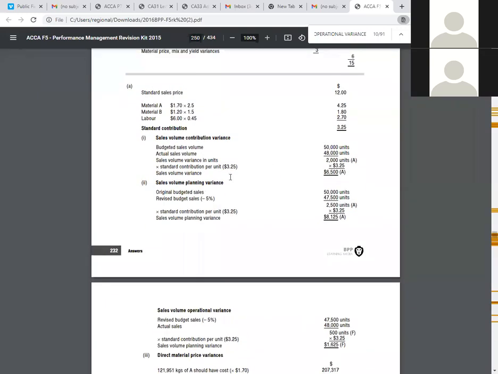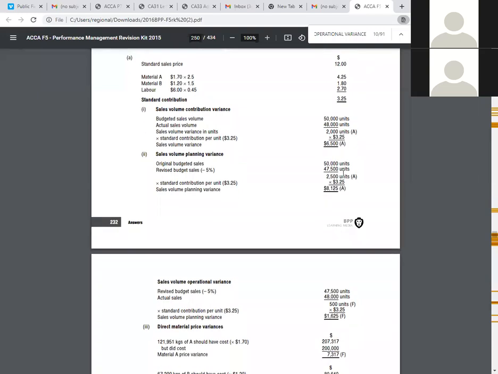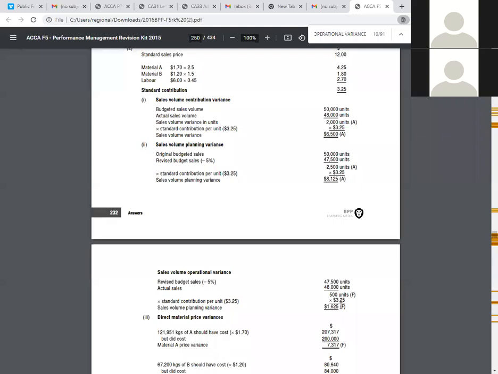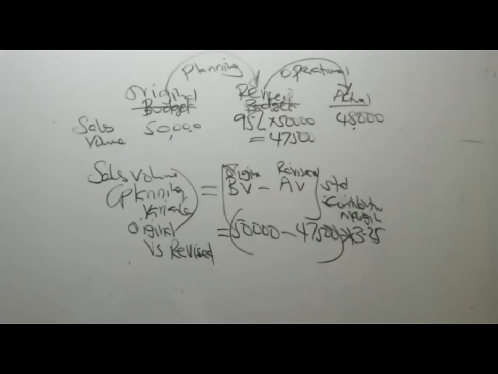Here the sales volume variance is 8,125. Right? That is the planning one. And the other one, the operational, was it 1,625 favorable? Thank you very much.